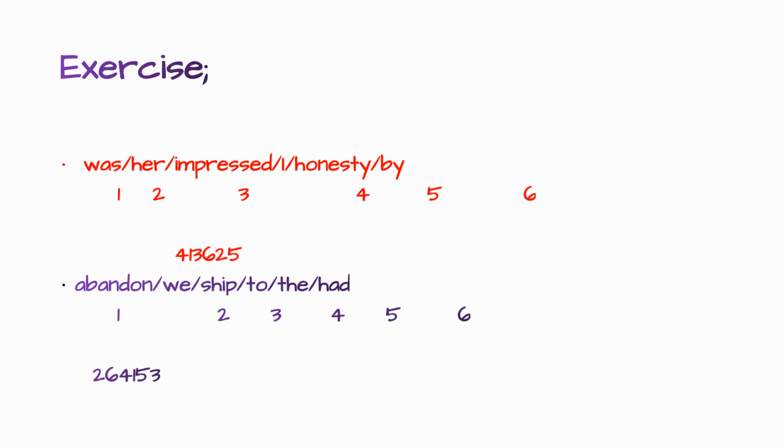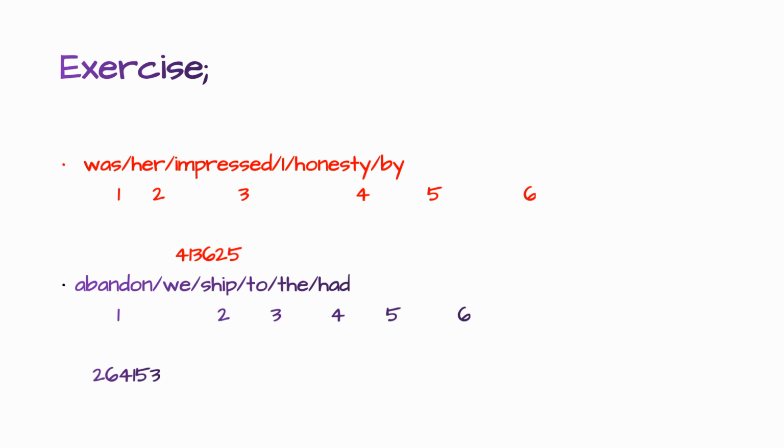The right answer is 264153. What is 2? We. The sentence is beginning with we. What we did? We had. Fourth, we had to. We had to abandon. Fifth one, the. Last three, ship. We had to abandon the ship. Okay, did it? Very good.